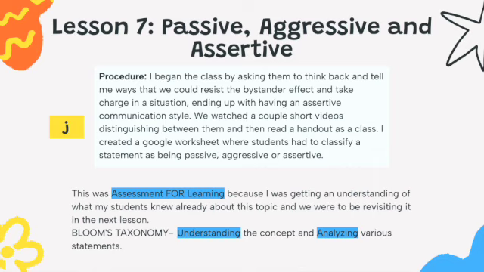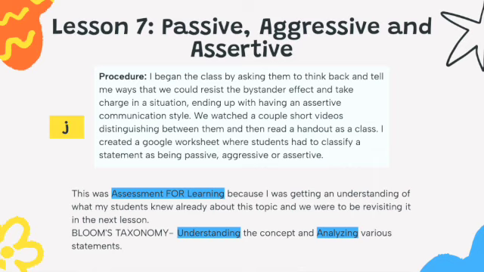So I began by asking them to think back and tell me ways that we could resist the bystander effect and take charge in a situation, leading them to discussing having an assertive communication style. So we watched a couple short videos distinguishing between passive, aggressive, and assertive, and then we read a handout as a class. And then I created a Google worksheet where students had to classify a statement as being passive, aggressive, or assertive. This again was assessment for learning because I was getting an understanding of what my students already knew, and we were going to be revisiting it in the next day.